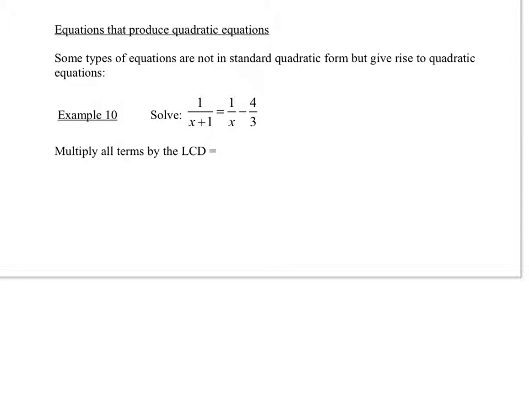In some situations, the equation that we have doesn't look like a quadratic equation. It doesn't have an x squared, an x, and a constant term. But if we manipulate it, if we, for example, multiply each of the terms by something, then perhaps we can get a quadratic equation, and then it would be easy to solve. And this is an example of example 10.